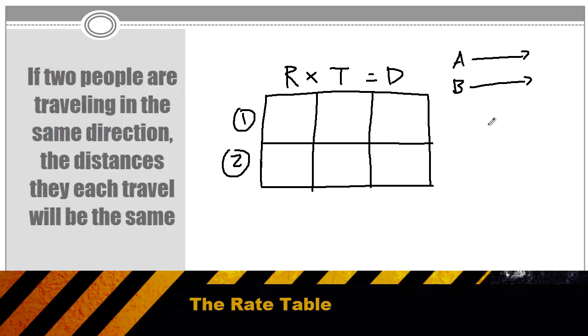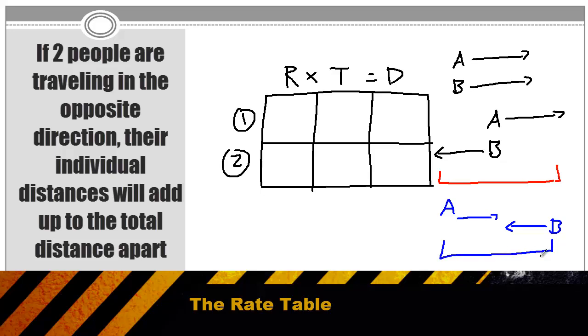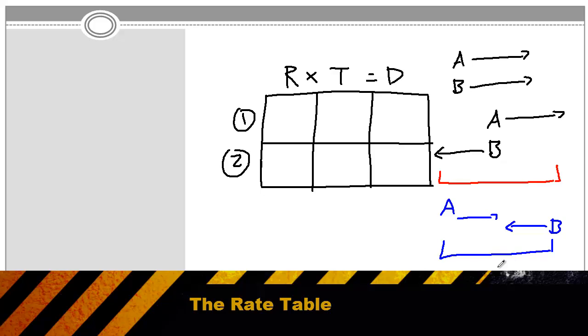If 2 people are traveling in the opposite direction, then their individual distances added up will give you their total distance apart. Likewise, if they travel in opposite directions but head towards each other, the same rules apply, where you add their individual distances to get their initial distance apart. So usually in rate problems, you're either going to be setting 2 distances equal to each other or adding 2 distances to find a total distance.